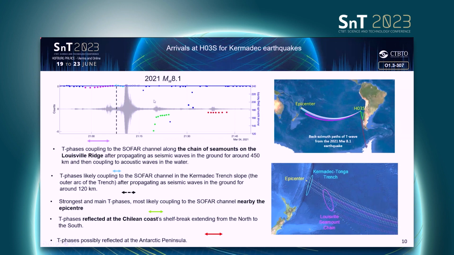So this paper suggests that this main signal here is due to the T phases that are coupling into the water nearby the epicenter, and then we have earlier arrivals that maybe are coming from acoustic signals that couple from seismic waves along this Louisville seamount chain. It also revealed that we have detections that are reflections from the coast of Chile, and we also have arrivals that are most likely reflections here from the Antarctica Peninsula.